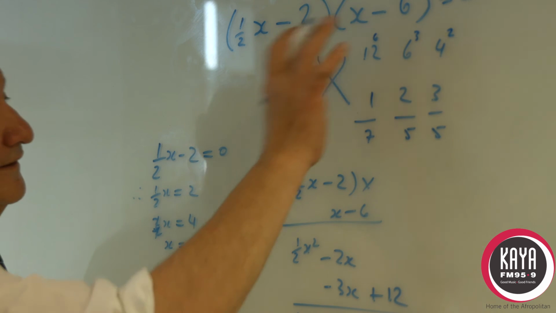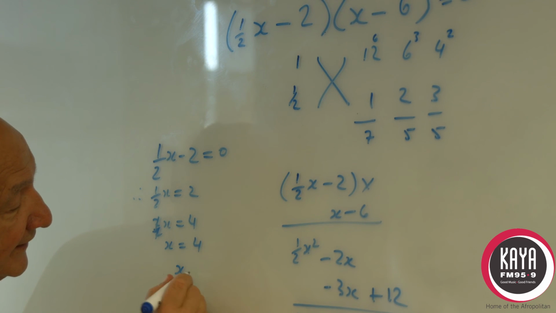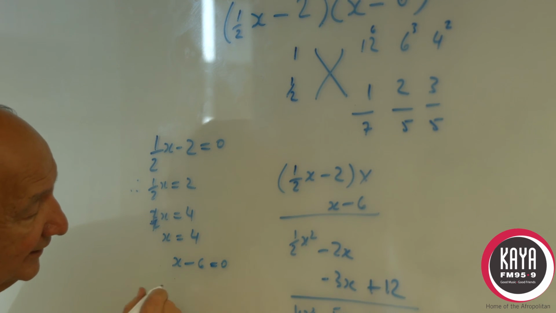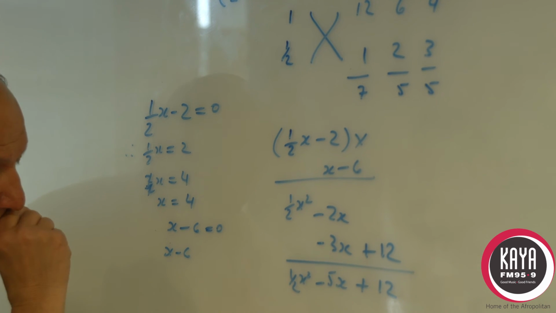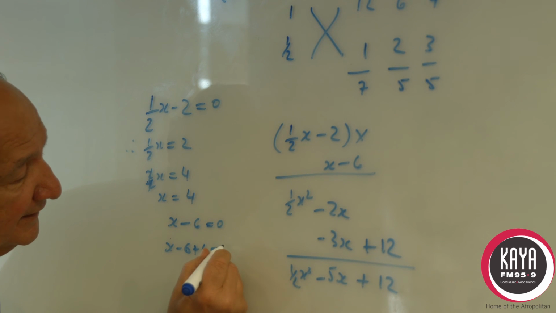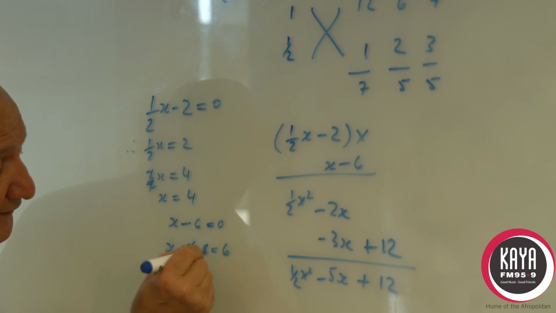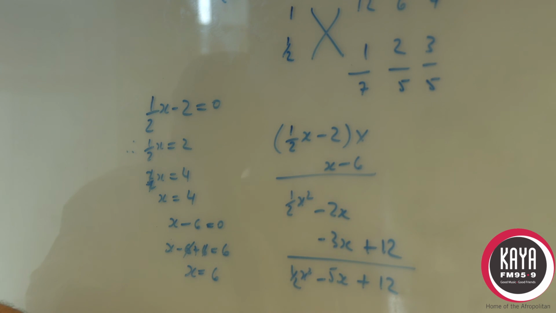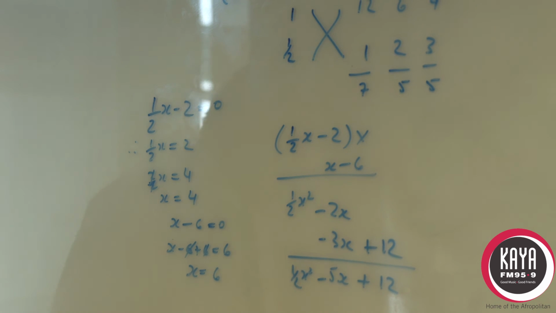And if we take the next one, we have x minus 6 is equal to 0. Therefore, x minus 6 plus 6 is equal to 6. The two 6's go out, and x equals 6. So your two solutions here are 4 and 6.